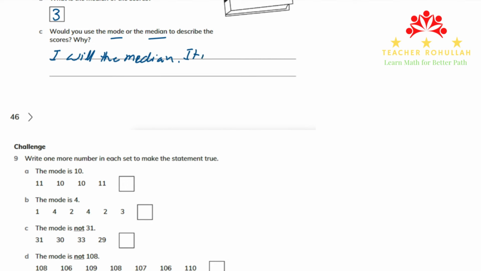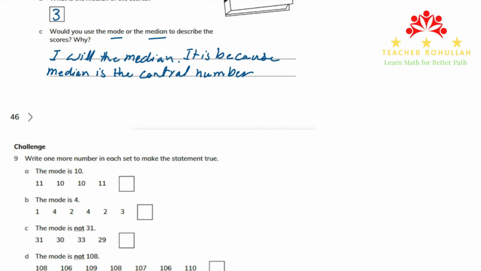It is because the median is the central number. Maybe some of the students have used 1 three times, but the number that is in the center is the median. That's why it is best to use the median to describe a score or to describe the set of data. Well, we are done with question 8.